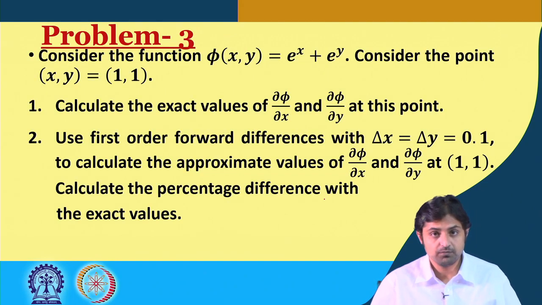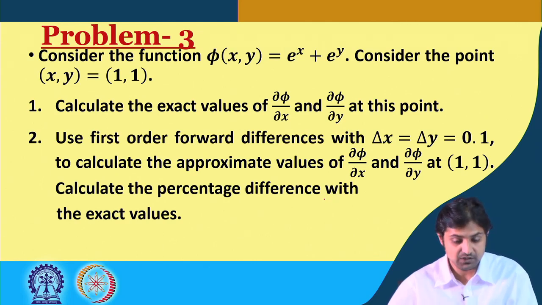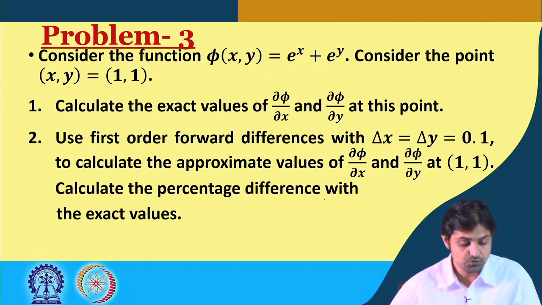We will solve another problem. So it says that consider the function phi of xy as e to the power x plus e to the power y, and we have to consider the point x comma y as 1 comma 1. We have to calculate the exact values of del phi del x and del phi del y at this point, at point 1 comma 1. Secondly, use the first order finite difference with delta x is equal to delta y is equal to 0.1 to calculate the approximate values of delta phi by delta x and delta phi by delta y at 1 comma 1, and calculate the percentage difference with exact values.